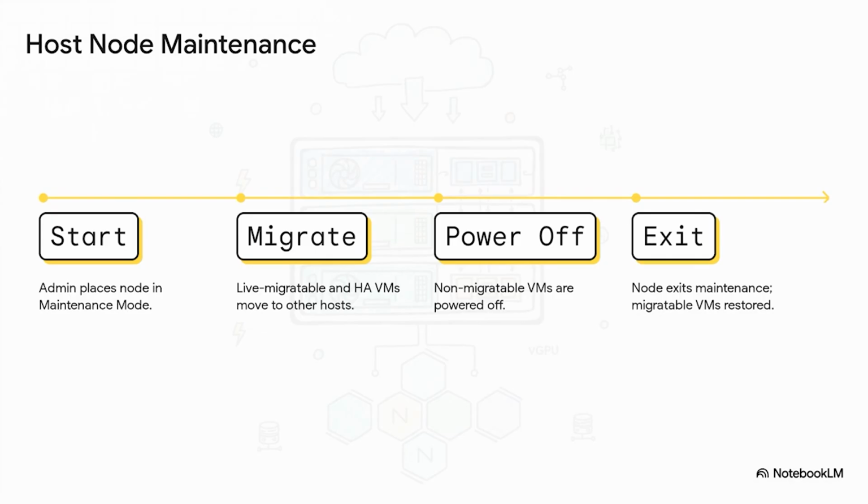Day-to-day host node maintenance. You go into Prism Element or Prism Central and place a node into maintenance mode. Your live migratable and high availability VMs, they gracefully float over to other hosts. No problem. But your non-migratable VMs, they get powered off, hard stop. They basically sit there waiting until that node exits maintenance mode before they can automatically power back up. The core reason why is that if a VM is hard-locked to specific hardware on that physical box, it absolutely cannot survive a host evacuation.